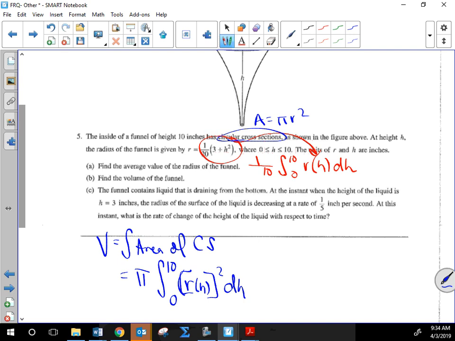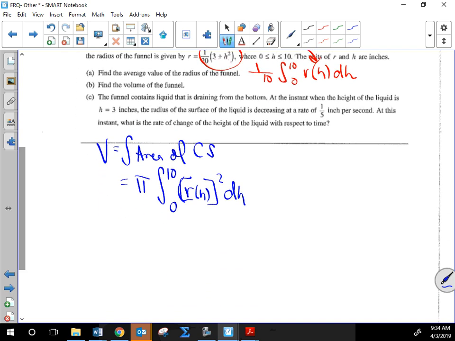And then C sounds intimidating, but it actually was a very easy related rates problem. The funnel contains liquid that is draining from the bottom. At the instant when the height is 3 inches, so at h equal to 3, the radius is decreasing at a rate of 1/5 inch per second. So my dr/dt, the rate at which the radius is decreasing, will be negative 1/5 inch per second. It asks, at this instant, what is the rate of change of the height with respect to time? So we're looking for dh/dt when h is 3.